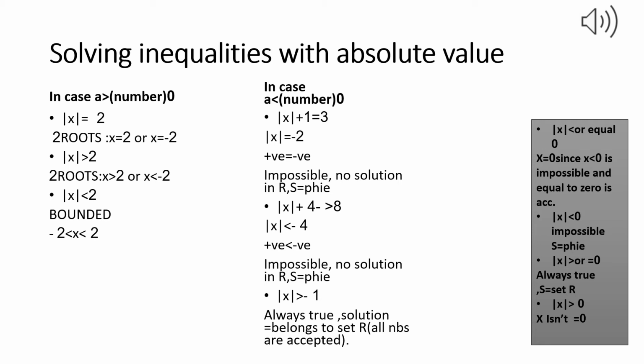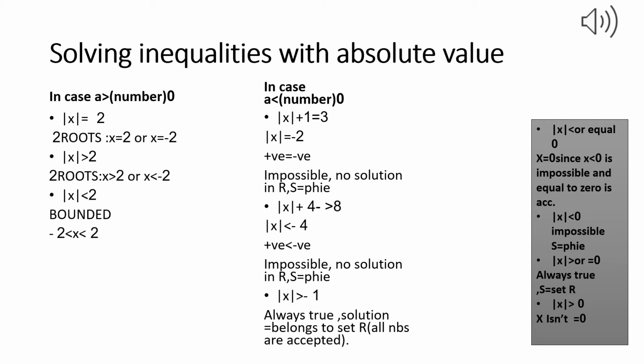Absolute x greater than minus 1: absolute x is positive, greater than negative, always true. So the solution set contains set R. Absolute x less than or equal to 0. Let's divide it into two parts: x less than 0 and x equal to 0. x less than 0, which is negative, is impossible, but x equal to 0 is true. So absolute x less than or equal to 0 means x equal to 0.